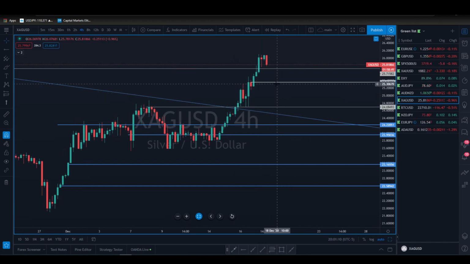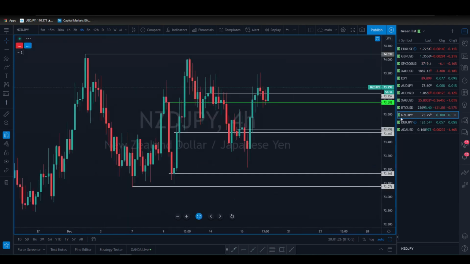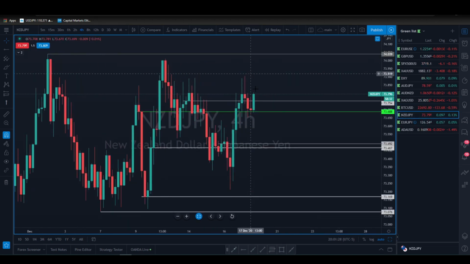If you get an 8-hour closure, or in this case, a 4-hour, well, use an 8-hour because 4-hours give a lot of false signals. Use the 8-hour. You get an 8-hour closure below 25.15, you're heading lower, possibly to retest this trend line. Already looked at Bitcoin. New Zealand, it's having a hard time closing above this area.